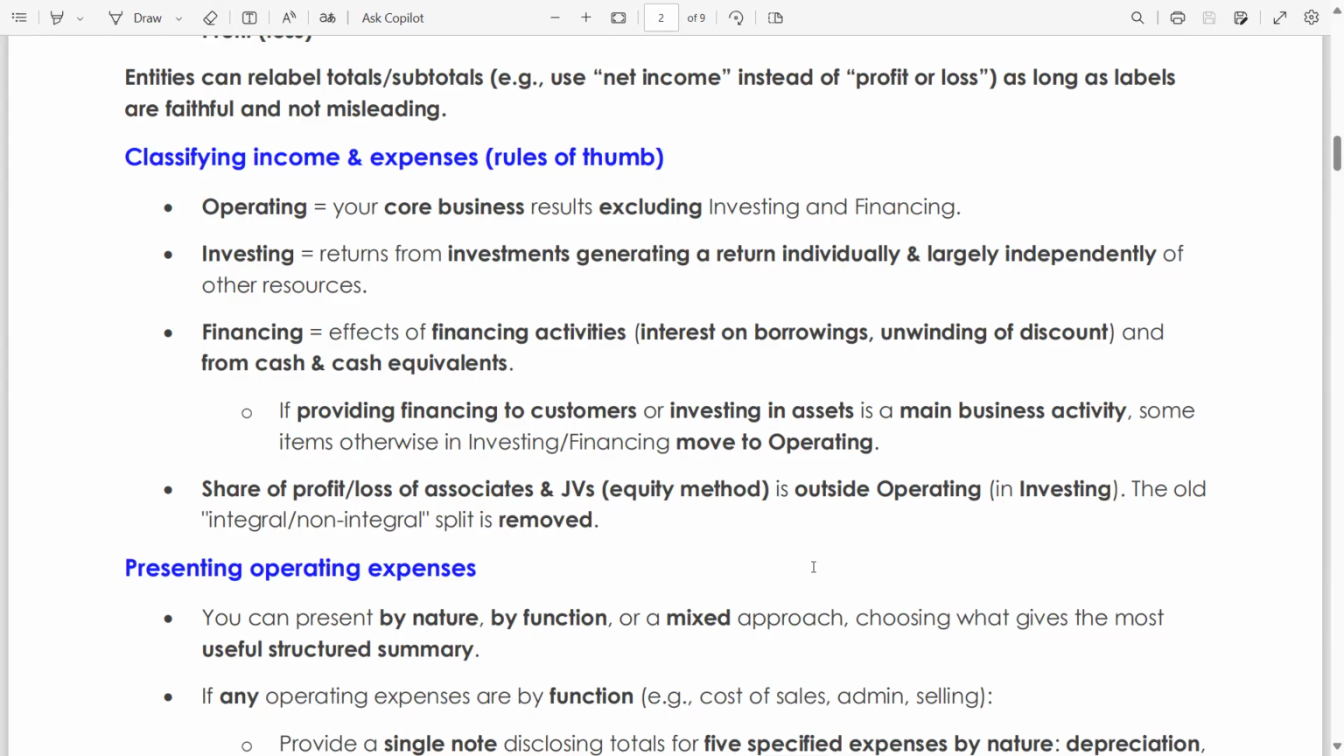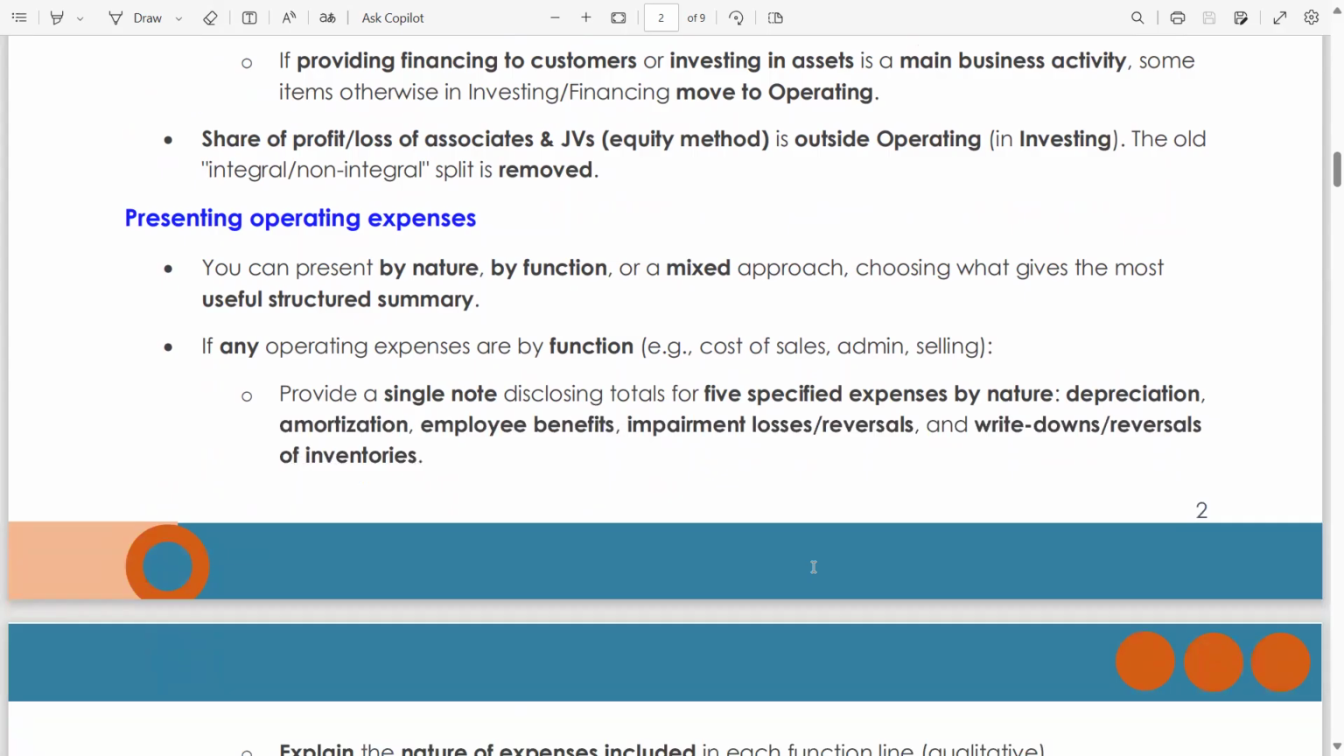If providing financing to customers or investing in assets is a main business activity, some items otherwise in investing or financing move to operating, which I explained at the start. Share of profit or loss of associates and JVs under the equity method: we all know that if there is a joint venture, then we will use the equity method. It is outside operating, in investing. The old integral, non-integral split is removed now.